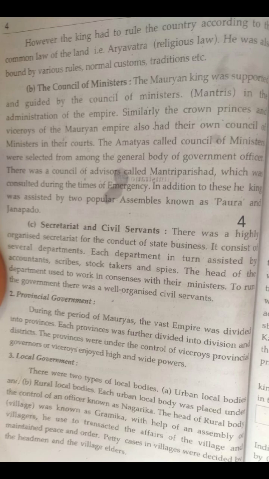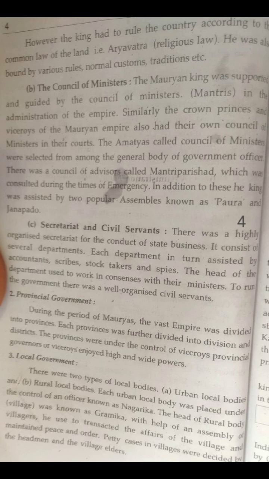C, Secretariat and civil servants. There was a highly organized secretariat for the conduct of state business. It consisted of several departments, each department in turn assisted by accountants, scribes, stock takers, and spies. The heads of the departments used to work in consensus with their ministers to run the government. There were well-organized civil servants.